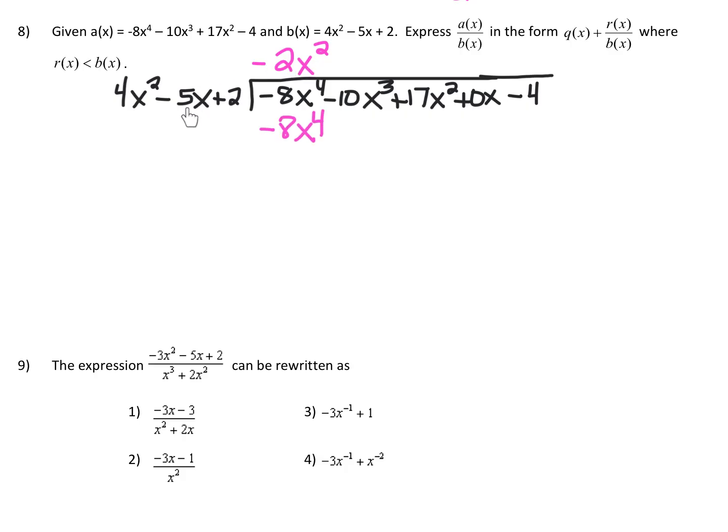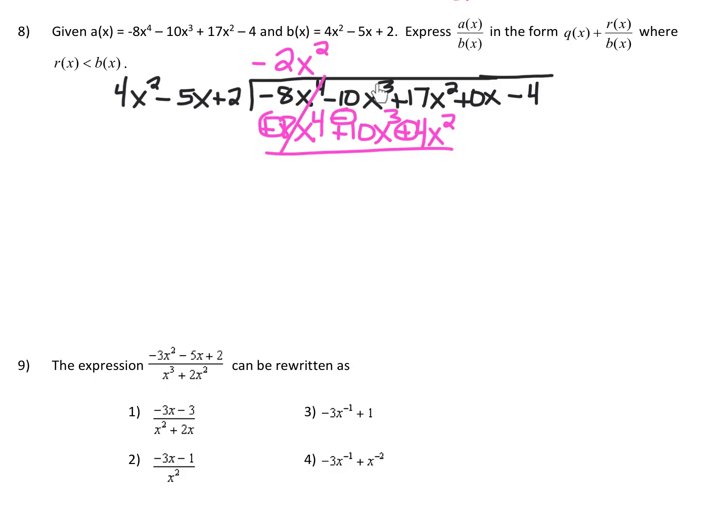Negative 2x squared times negative 5x would be positive 10x cubed. And then negative 2x squared times negative 2 is negative 4x squared. Okay, so now when we change our signs, this becomes a plus, this becomes a minus, and this becomes a plus. All right, so our first 2 terms cancel off.